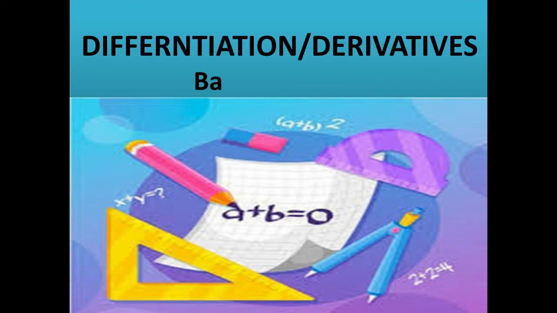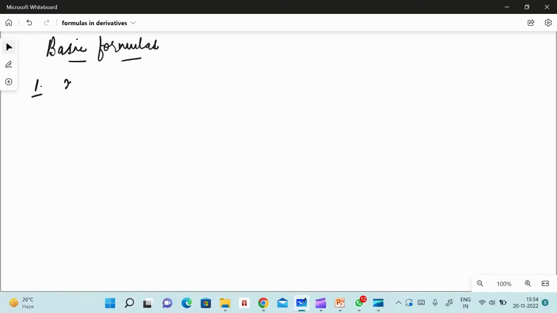As we have already covered the meaning of derivative or differentiation and also covered the first principle or ab initio method in derivatives, now apart from that, we have some basic formulas which must be covered before we proceed toward the next practical questions. The first basic formula which we are going to cover is x power n. Now, this is the most commonly used formula in derivatives.